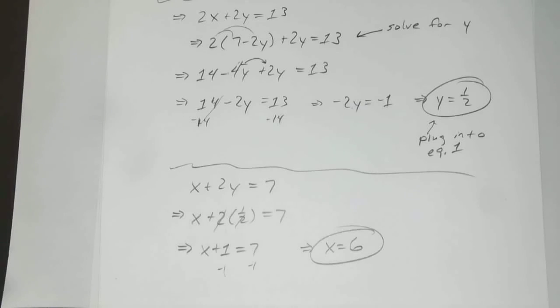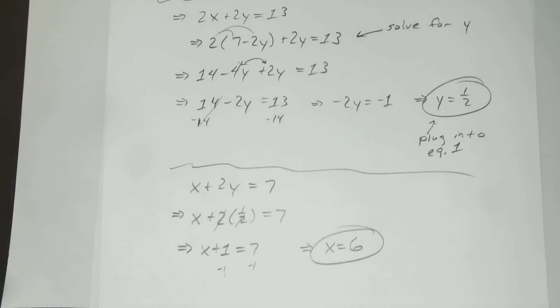Okay. Now, if you do have situations where all of your variables disappear after you plug it in and you're left with a true statement like 3 equals 3 or 4 equals 4, that's how you know you have a dependent system. Because they're right on top of each other. But if you go through all of this and the variables disappear and you're left with something like 0 equals 8 or something that's false, that's when you know you have an inconsistent system. So you don't have any solutions at all.